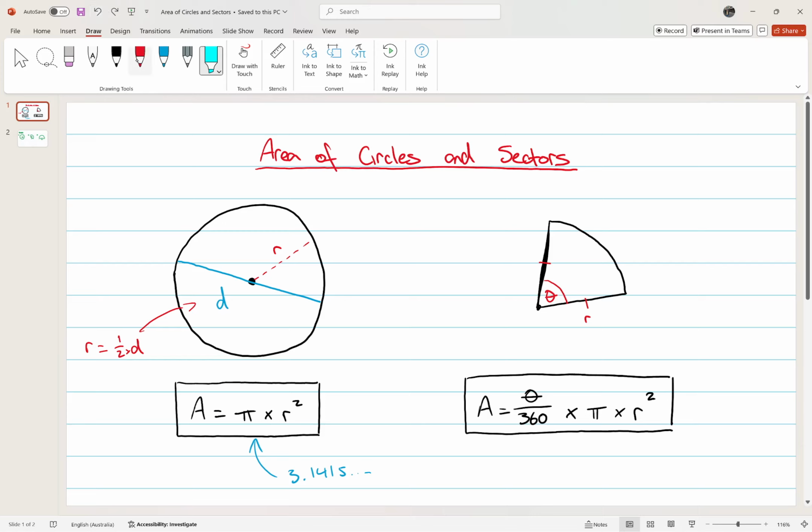That symbol there, if you remember it, is theta. Theta is just a symbol that we use when we're talking about angles. So what we're saying here is whatever angle is made between the two radii, we call that theta. We divide that by 360, because that's how many degrees there are in a whole shape. And then the rest is just pi r squared, which is the same as the area of a whole circle. So we're just finding a fraction of that whole circle.